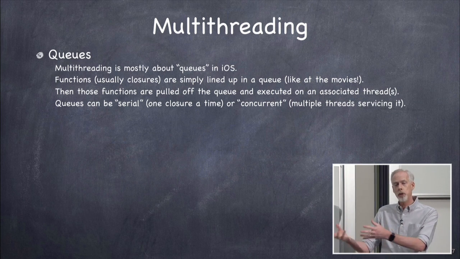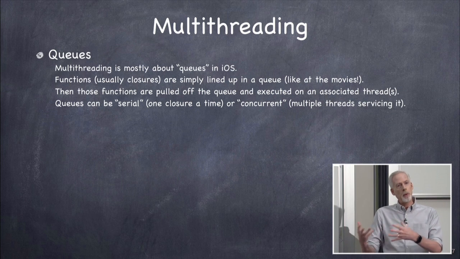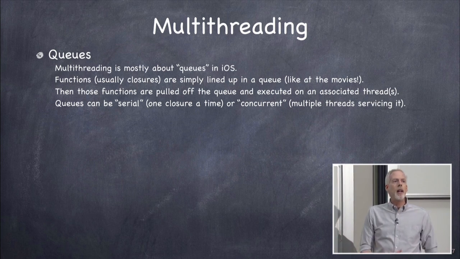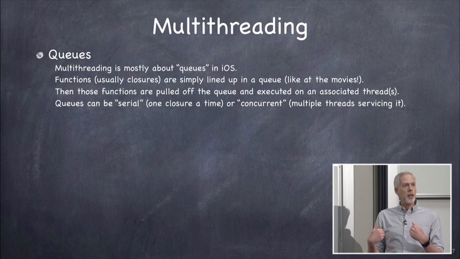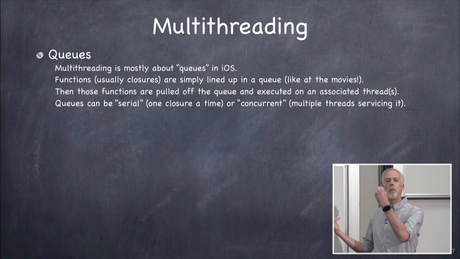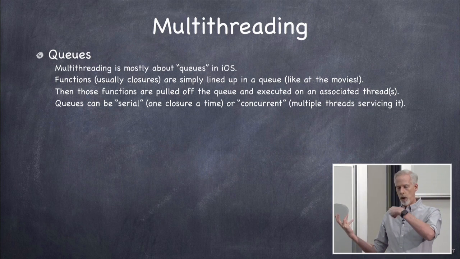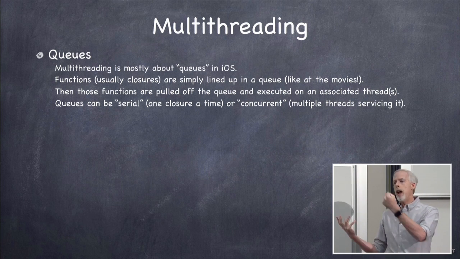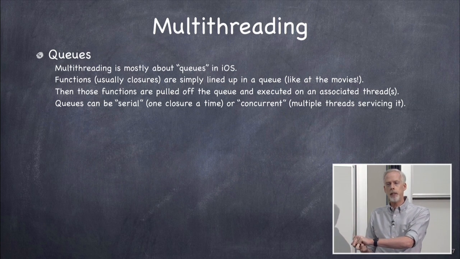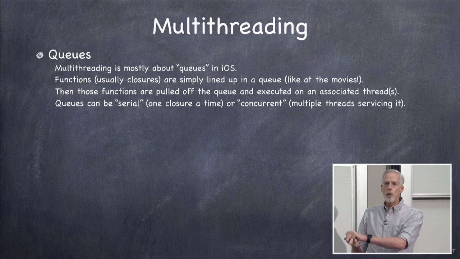We're putting these closures, it could be any block of code, but usually we're putting these closures into a queue. And so what's happening then is the system is creating threads as necessary to grab those blocks off that queue, off the front of the line, whoever's in the front of the queue, and executing on a thread. That's how multitasking, or multi-threading really, works in iOS.